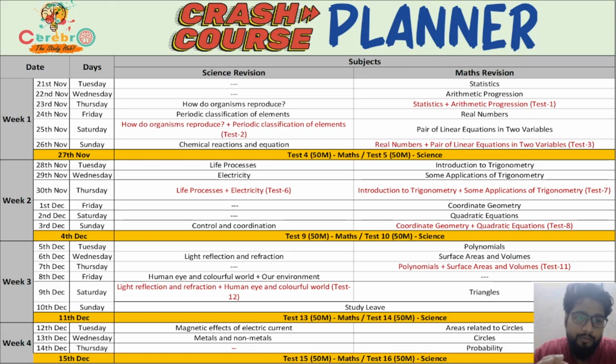So week 2 basically starts from 28th of November and ends on 4th December. The same pattern is to be followed. You complete 2 chapters, you have a test. Again, same for maths, you complete 2 chapters, you have a test. Moving on, if you observe the entire week's plan, there are at least 3 science chapters that get completed and 4 mathematics chapters that get completed.